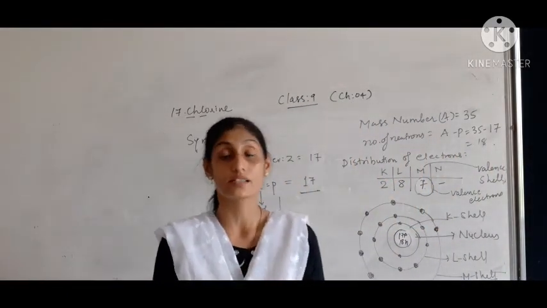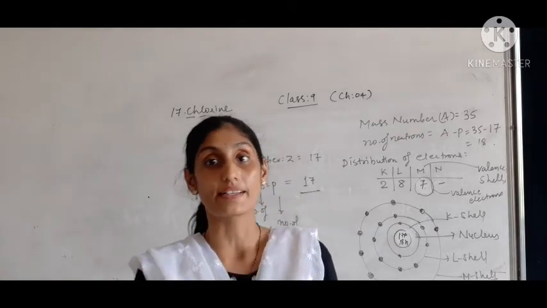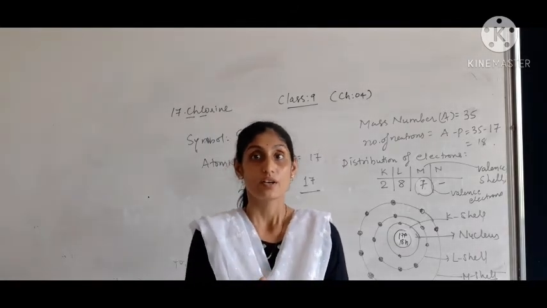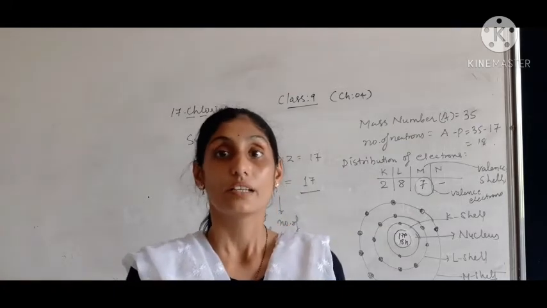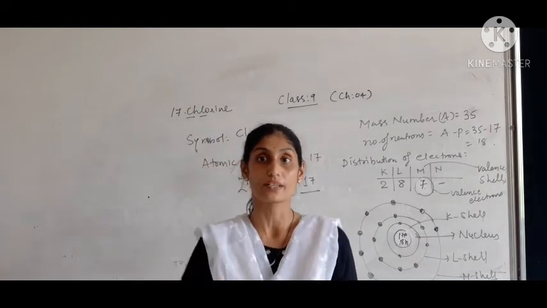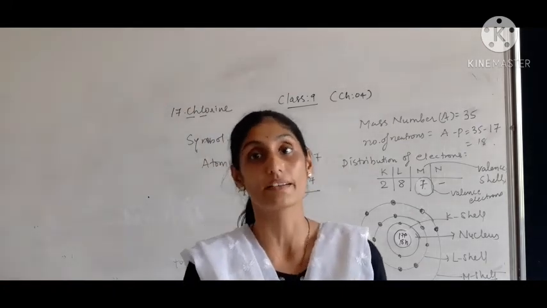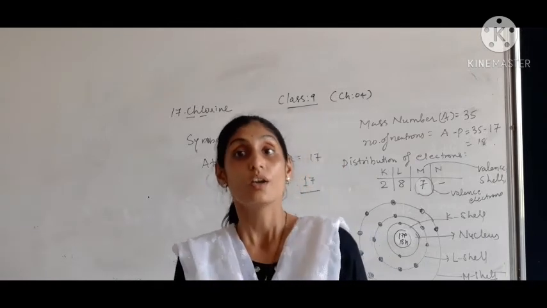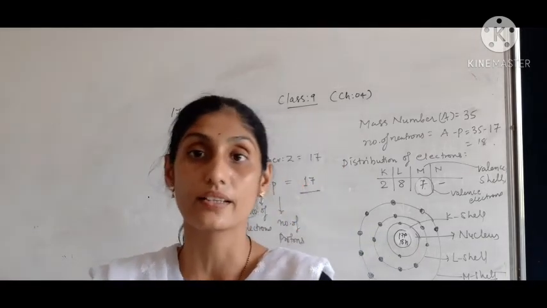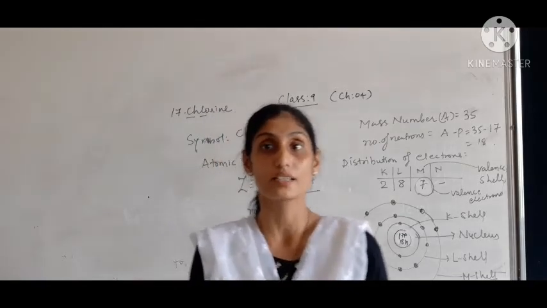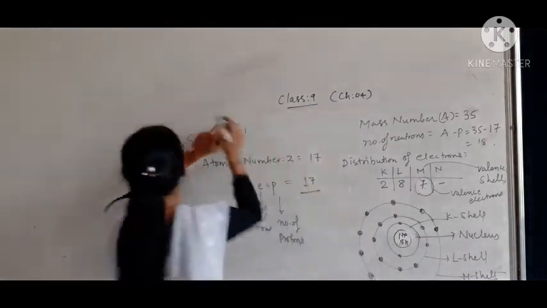Now argon. Argon is a noble gas, an unreactive gas. Each and every element nearby argon, either before or after argon, wants to become like argon by gaining or losing electrons, which is known as valency, which we will learn in the next class. After chlorine we have argon.